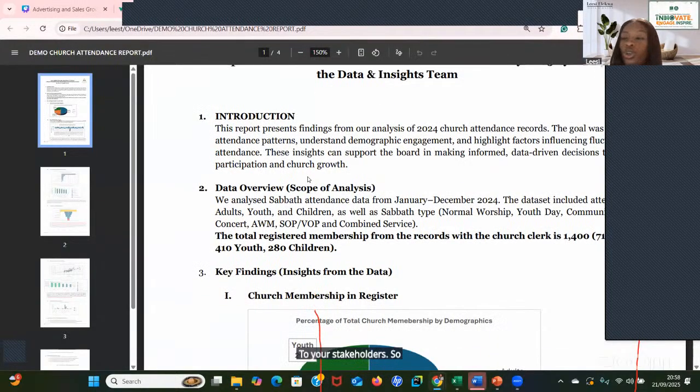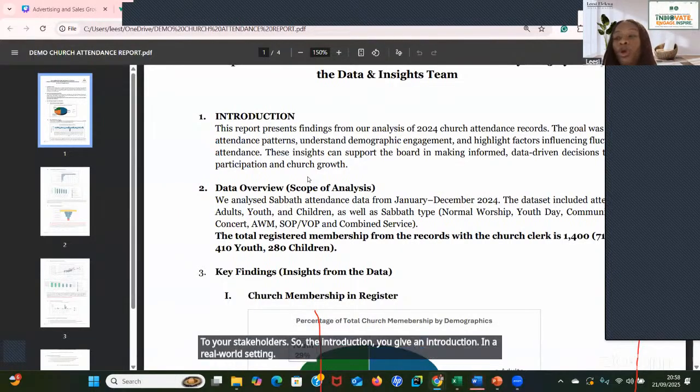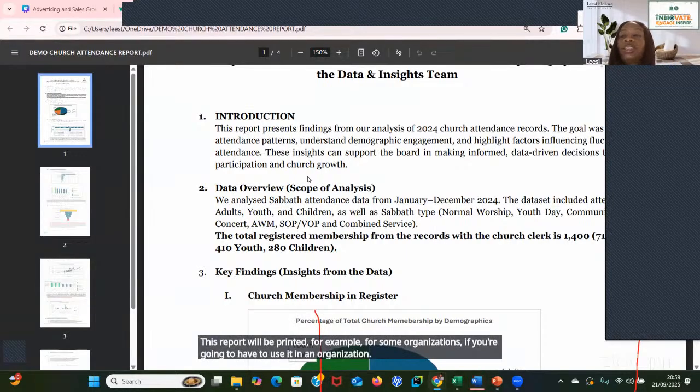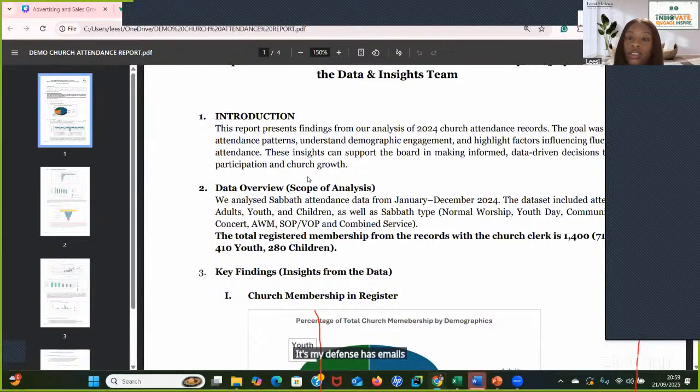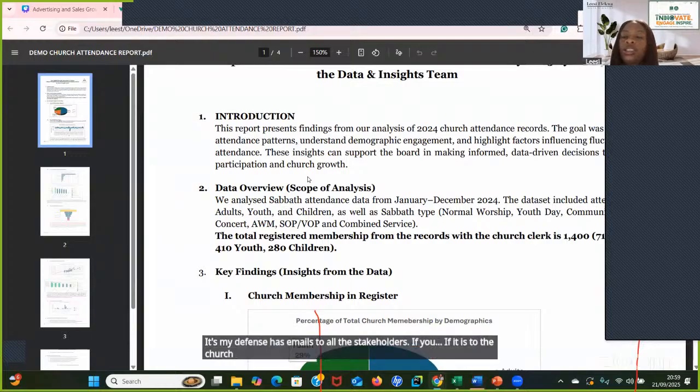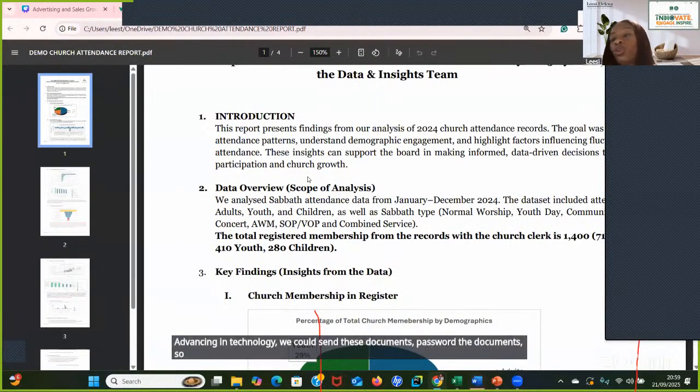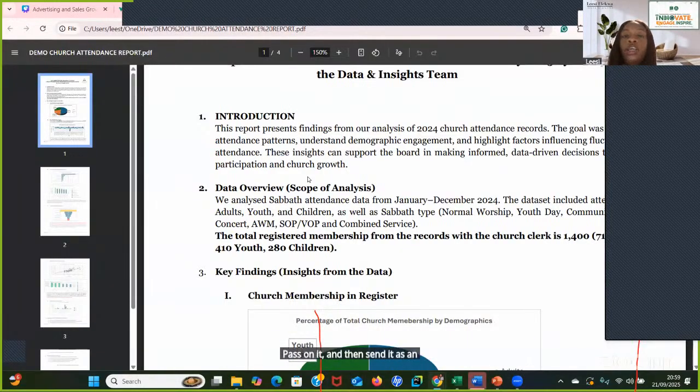So the introduction, you give an introduction. In a real world setting, this report will be printed, for example, for some organizations. If you're going to use it in an organization, it might be sent as emails to all the stakeholders. If it is to the church board, for a church that is already advancing in technology, you could password the document so that only members of the church board have access to it, and then send it as an email. And then maybe you do a presentation slide of the key findings.